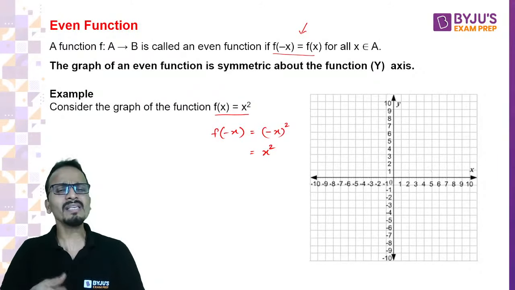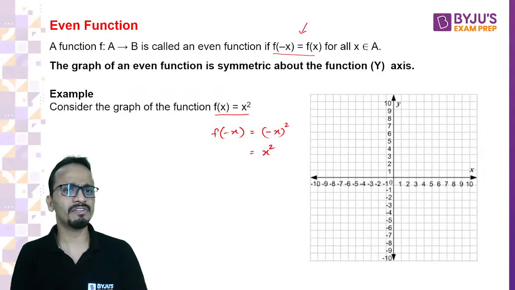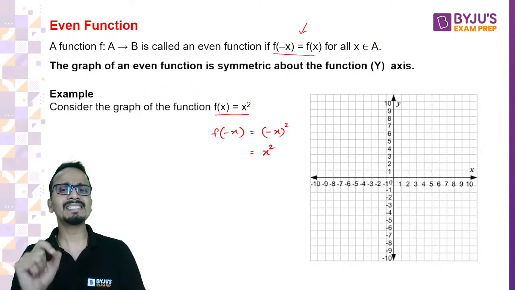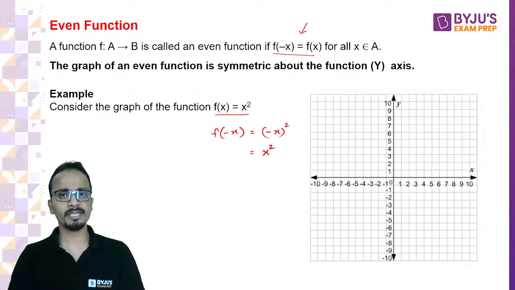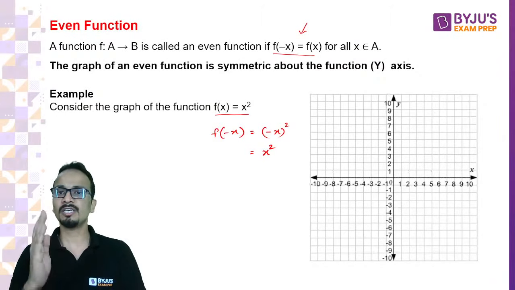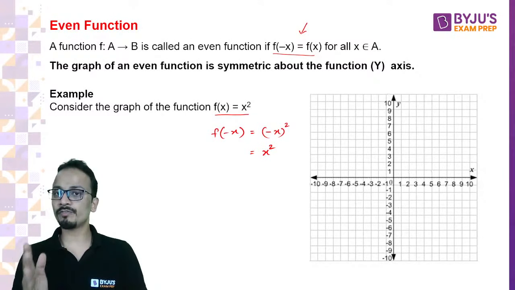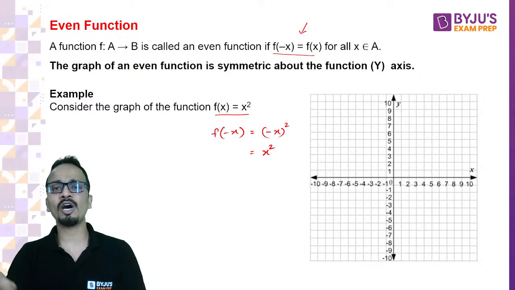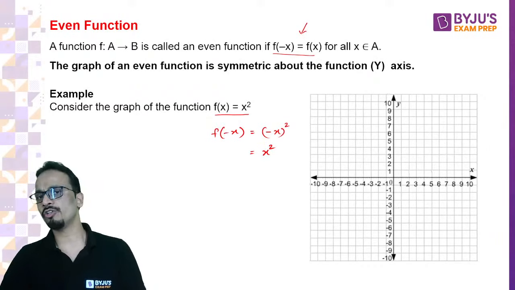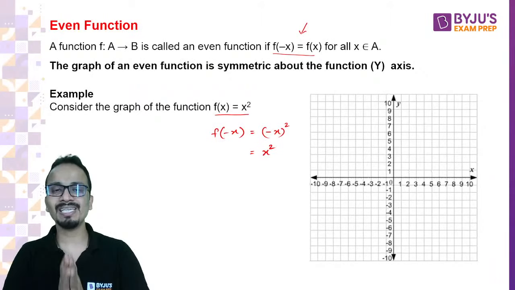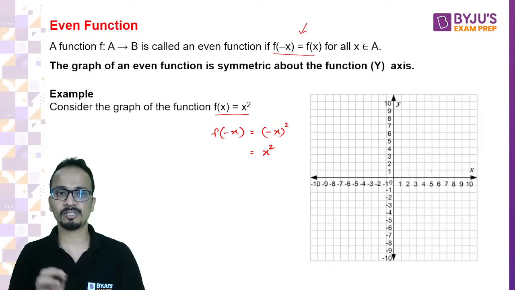But what is the graphical importance of an even function? Now, if I plot the graph of an even function, it will always be symmetric about the y-axis. So we have the y-axis, the vertical axis. If you plot the graph of any even function, then the portion of the graph on the left-hand side of the y-axis will be exactly the same. It will be a replica of the portion of the graph which is on the other side of the y-axis. So the graph will be completely, totally symmetrical about the y-axis.